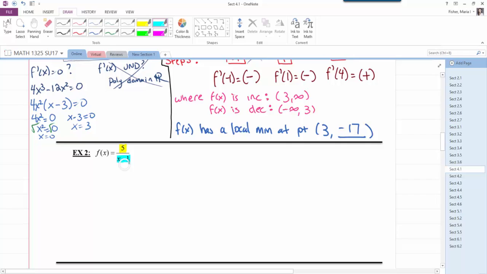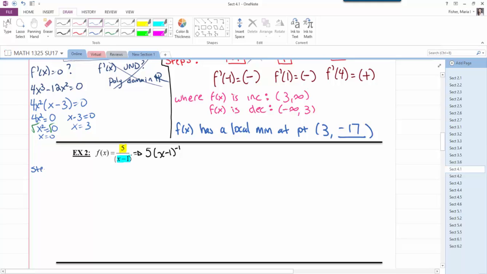And whenever you have a number over x minus 1, it's best to rewrite it as 5 times x minus 1 to the negative first, because here we know that x minus 1 is raised to the first power because there's no exponent there. And again, rewriting it like this lets us use the chain rule instead of having to use the quotient rule. So let's go ahead and find the first derivative.